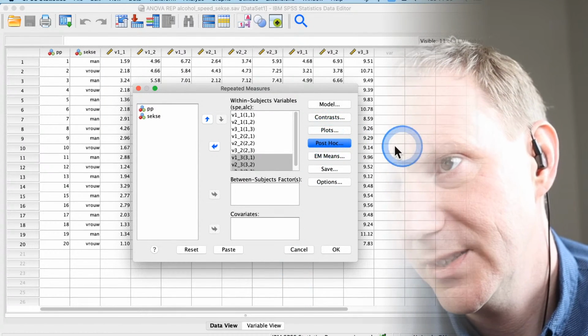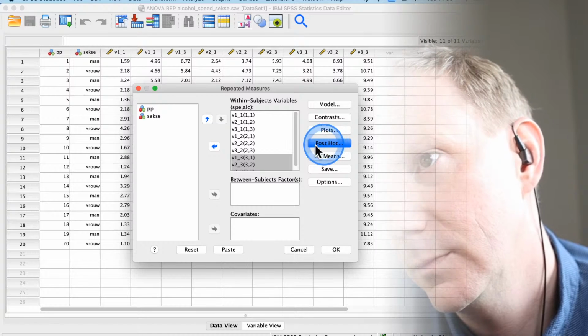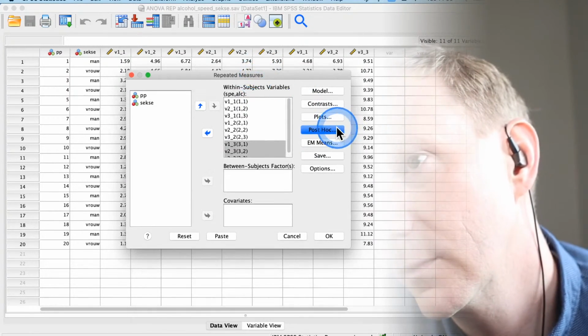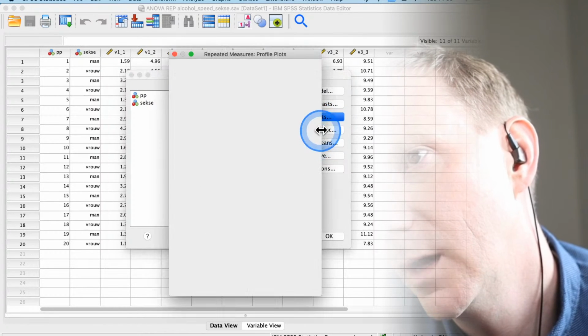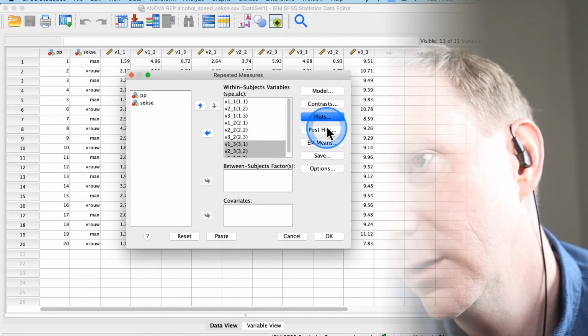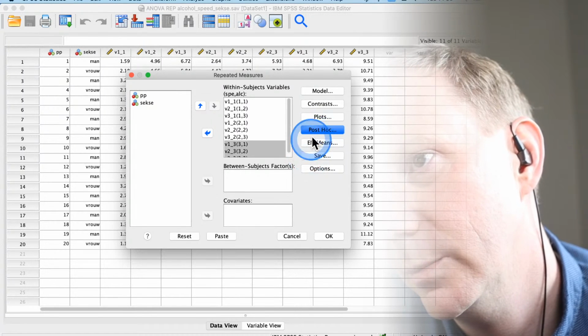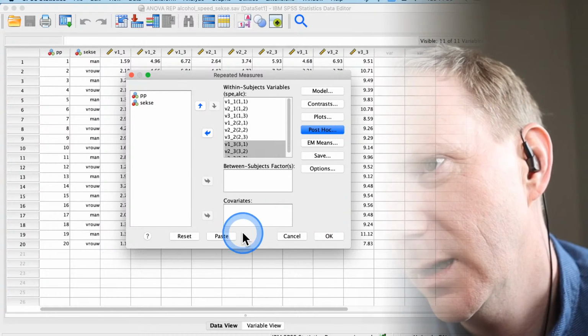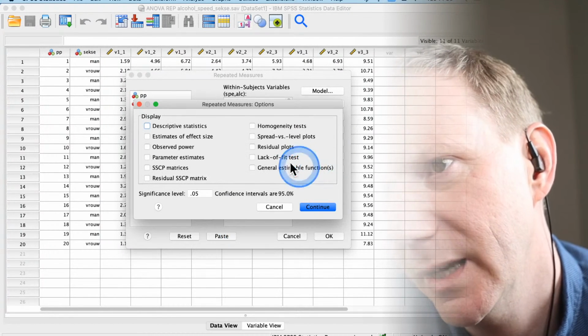Post hoc analysis we can do. But it's not working. Let's see. I'm clicking post hoc, but nothing is showing up. Okay, I'll skip it. Do we have some options left?